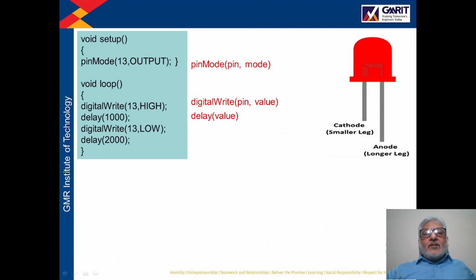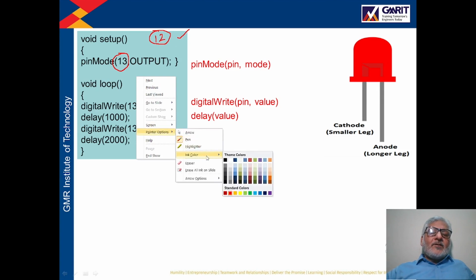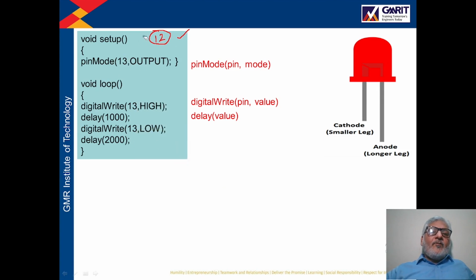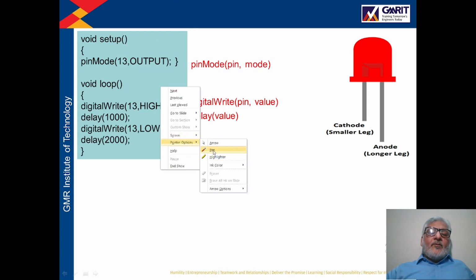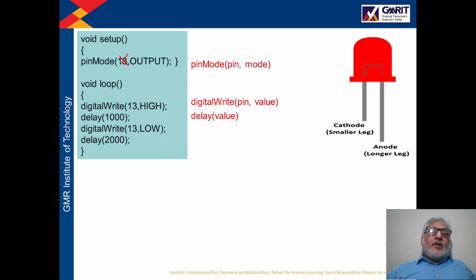Now just think about a situation. Suppose some LED is connected to pin number 12 in place of pin number 13, and you have to write a program to toggle that LED. So what will we do? We will make some modifications in this program. What modifications will we do? First modification, pin mode: here I will write pin number 12. With this statement I will make pin number 12 an output pin.